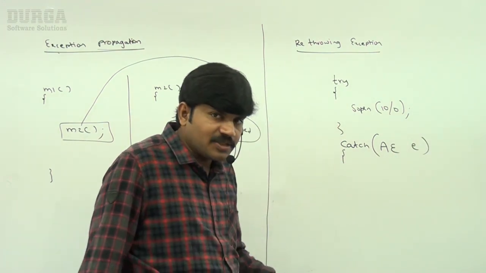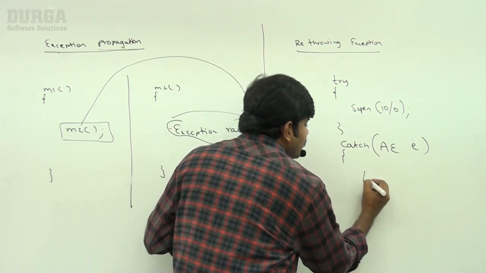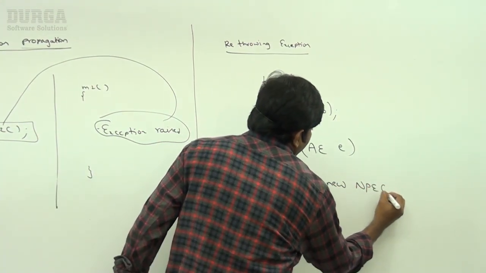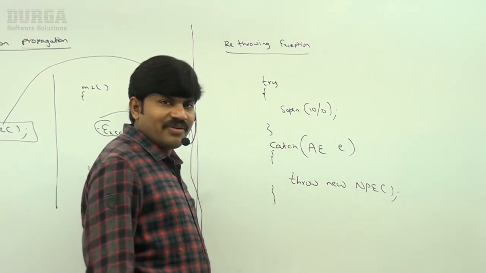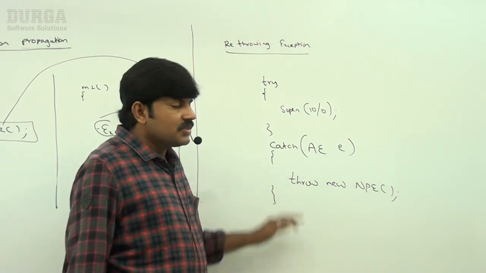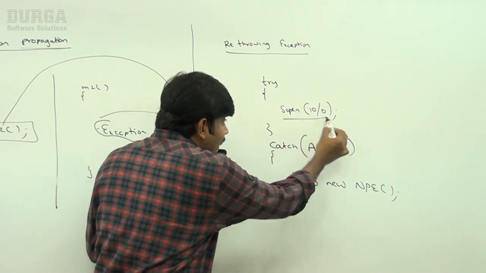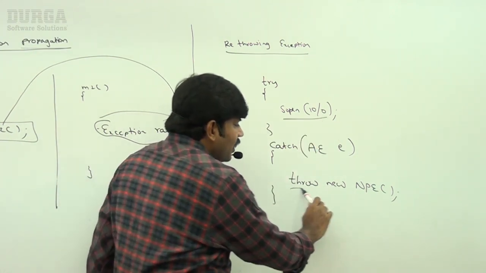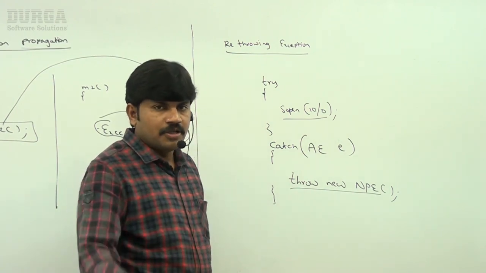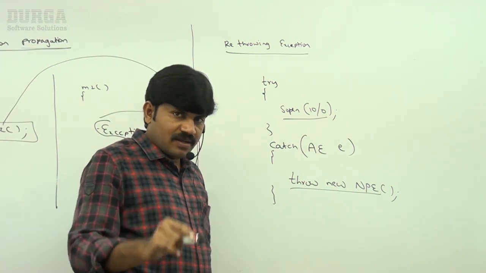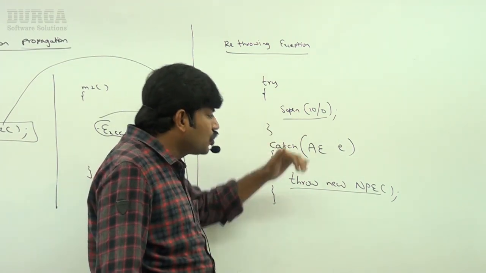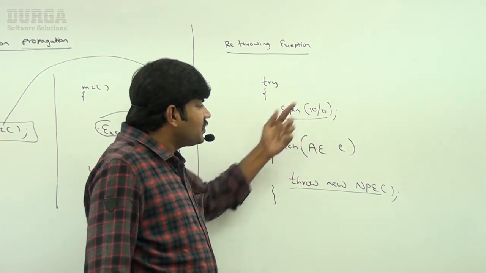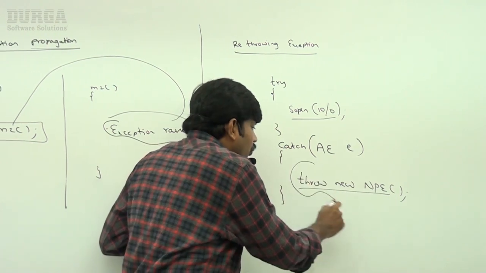But inside the catch block, what I'm trying to do is throw new NullPointerException. Originally the raised exception is ArithmeticException. Now inside the catch block we are throwing which one? NullPointerException. It means we are converting ArithmeticException to NullPointerException. This type of thing is called rethrowing an exception.